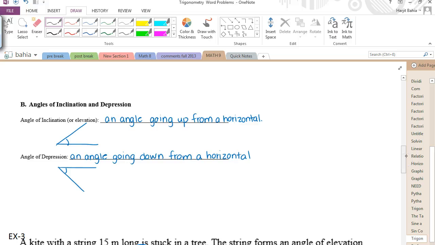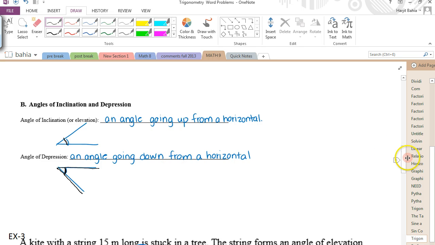Okay, now, just to make things a little more difficult, here's two words here. Angles of inclination and angles of depression. An angle of inclination, or sometimes called an angle of elevation, is an angle going up from the horizontal. So we have a horizontal here, angle is going up, so that's the angle right there. Angle of depression is an angle going down from the horizontal. So there's a horizontal line, and it's dropping below, so that right there would be the angle of depression.